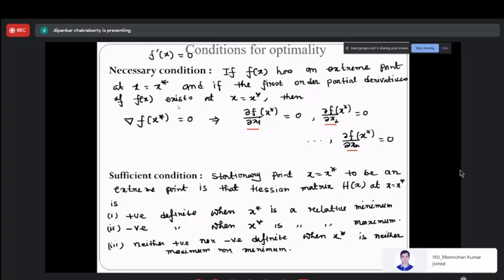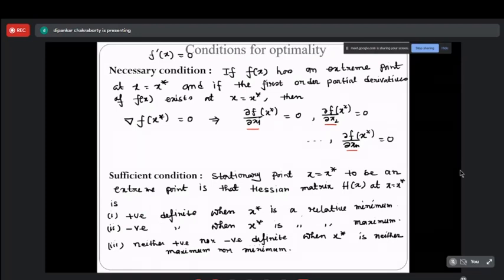or minimum? To check that, we are going to find out our Hessian matrix at that point. If the Hessian matrix at that point, x equal to x star, if the nature of the Hessian matrix is positive definite, then that x star will give a relative minimum. And if it is negative definite, then it will give us a relative maximum.